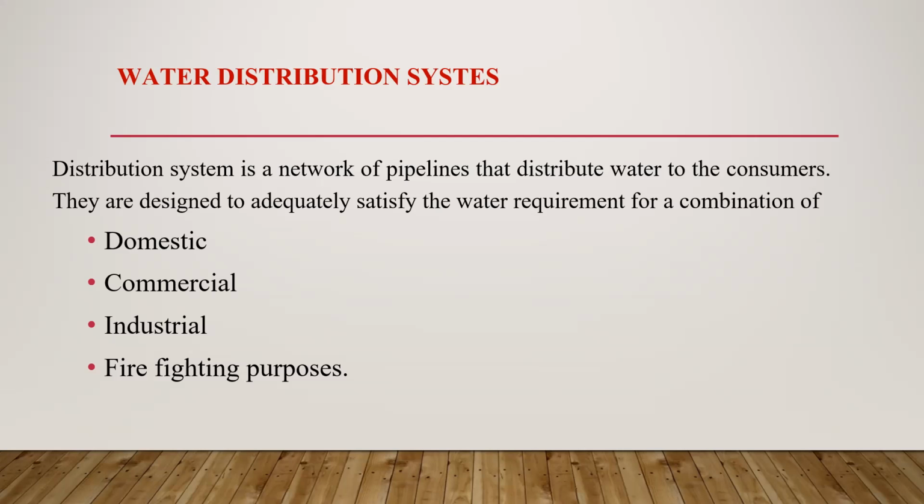Then industrial. If there are industries in the nearby area, in that case industrial demand needs to be considered. Otherwise, it is not required. Then the last one is the firefighting demand. So for these many purposes, we need to provide water to the public, and that is nothing but the water distribution system. Okay, so we will stop here.